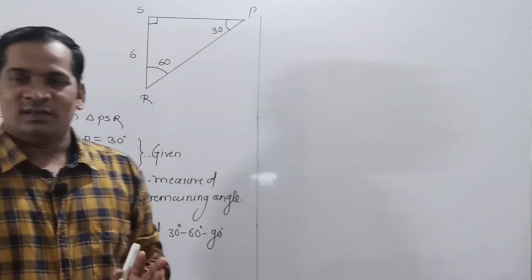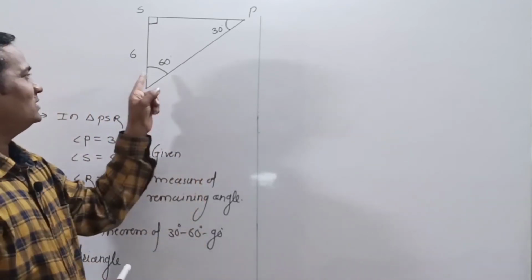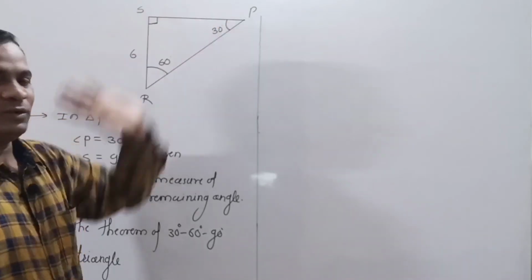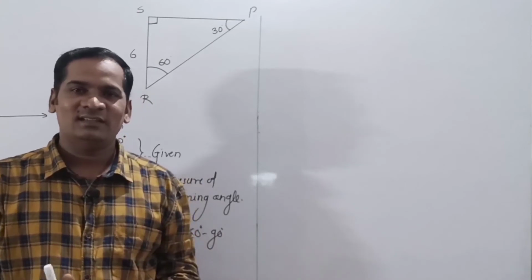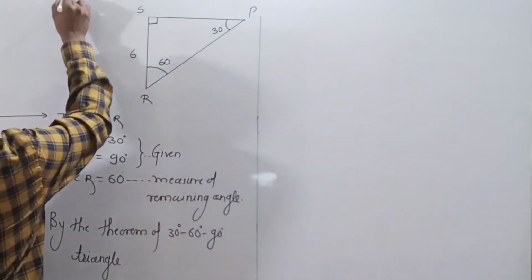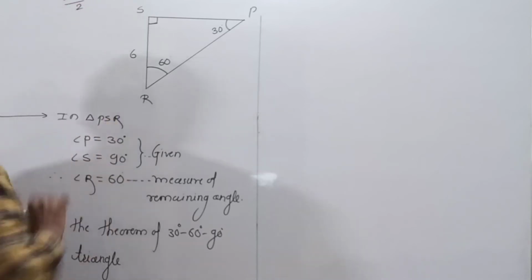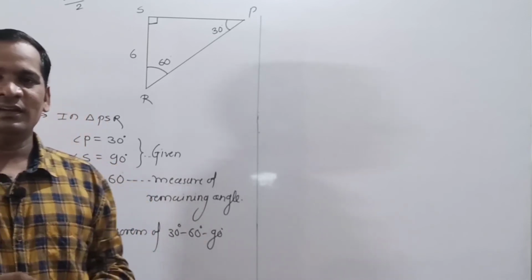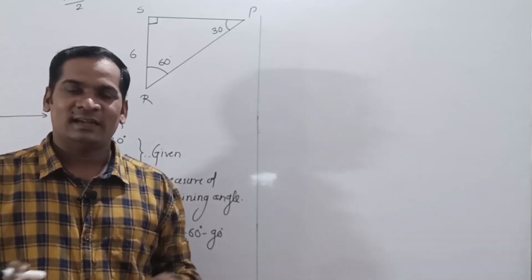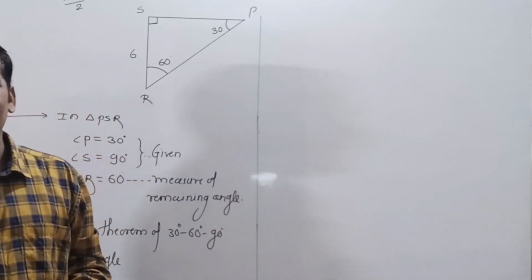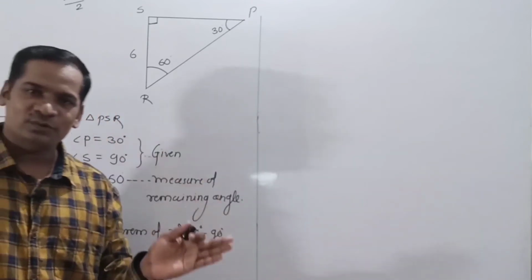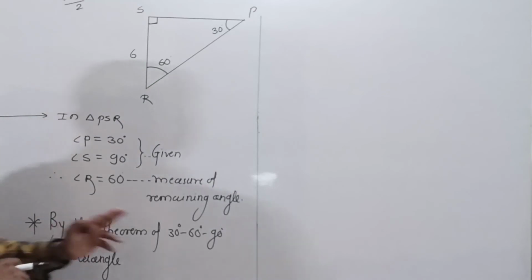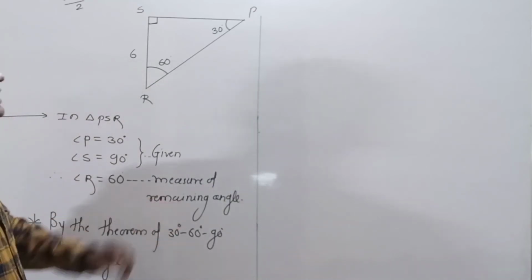And not only this much, the side opposite to 60 degrees. Here is the angle 60 degrees. Okay. So the opposite side is this one, PS. Side opposite to 60 degrees is root 3 upon 2 times the hypotenuse. Now this is the 30, 60, 90 degree triangle theorem: in that triangle, the side opposite to 30 degrees is half the hypotenuse, and the side opposite to 60 degrees is root 3 upon 2 times the hypotenuse. So let's use that theorem here.